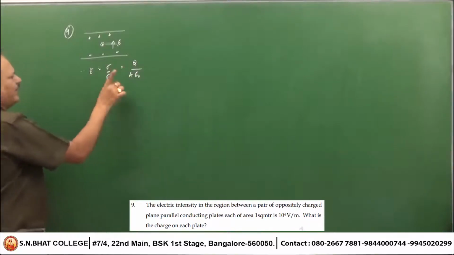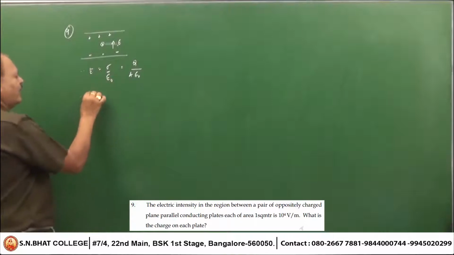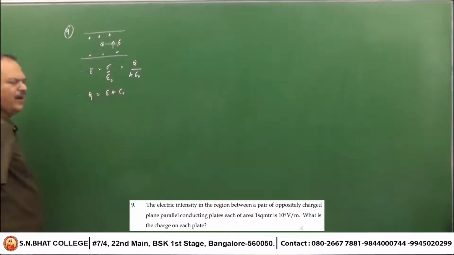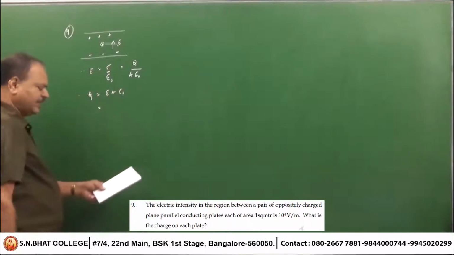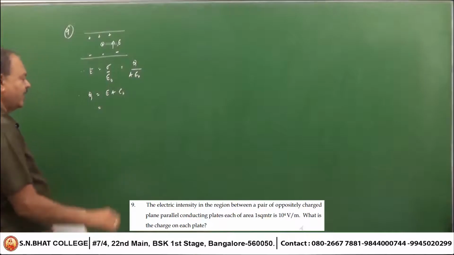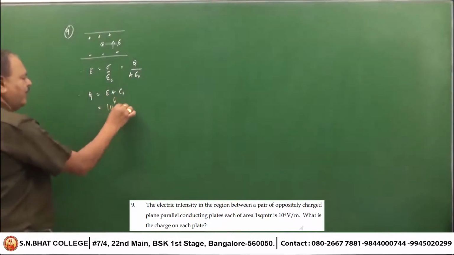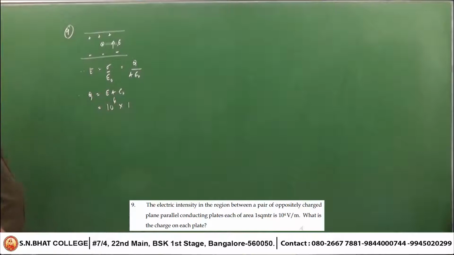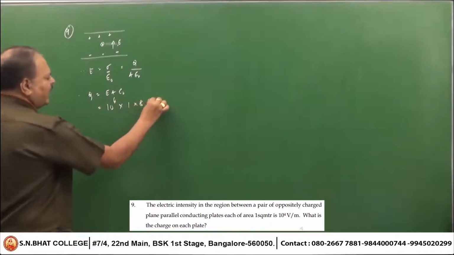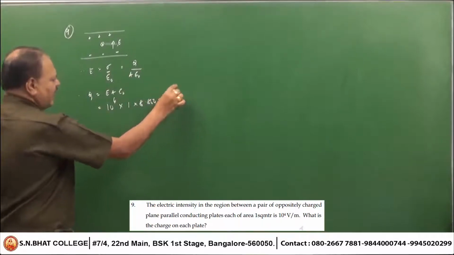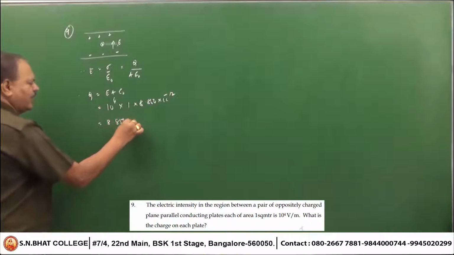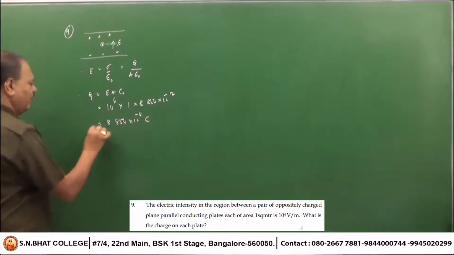Okay, therefore, what do you need now? You need Q. Your Q is equal to E into A into epsilon naught. The E value he has given as 10 to the power of 4 volt per meter. Area he has given as 1 square meter. And the value of epsilon naught is 8.854 into 10 to the power of minus 12. Therefore, that comes out to be 8.854 into 10 to the power of minus 8 Coulomb.